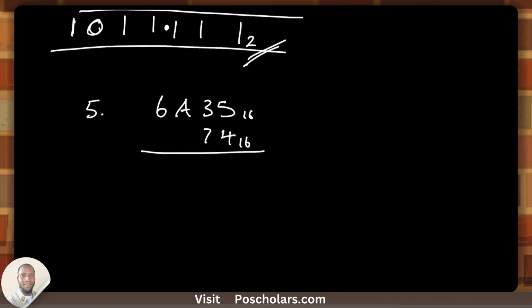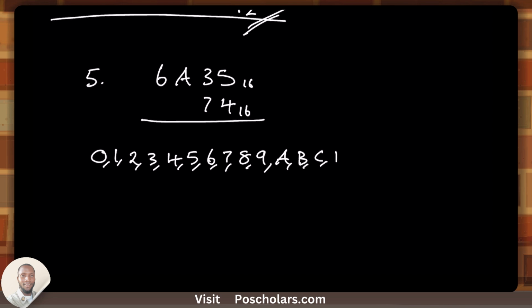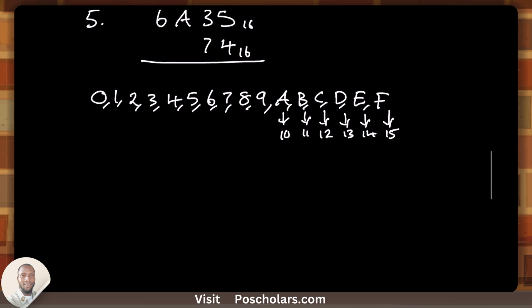Now remember, if you are working in base 16, what you should understand is that you are counting in hexadecimal. And when you count in hexadecimal, it's simply 0, 1, 2, 3, 4, 5, 6, 7, 8, 9. Next value instead of 10, A, B, C, D, E, F, where A represents 10, B represents 11, C represents 12, D represents 13, E represents 14, and F represents 15.